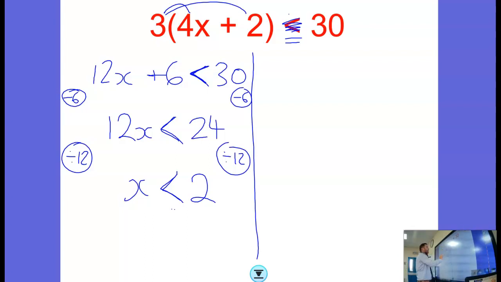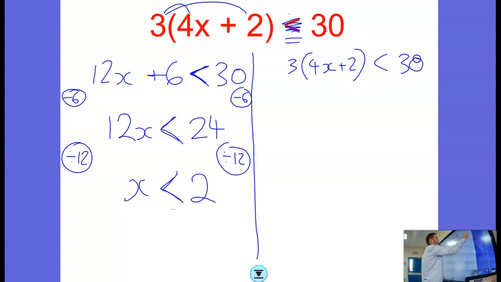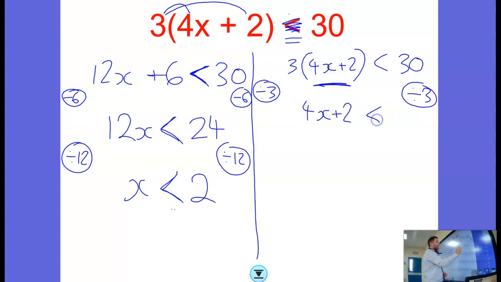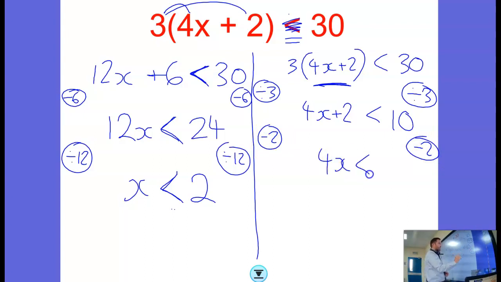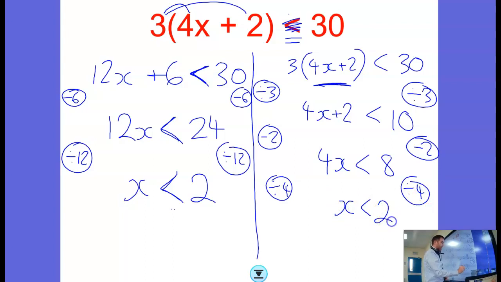Instead of multiplying the bracket first, what I can do is divide by 3 first. So if I divide by 3 and divide by 3 here, because the 3 is multiplied by everything there, I just cancel that out. So I end up with just 4x plus 2 over this side, and 30 divided by 3 is 10. Now let's take away 2, and I get 4x is less than 8. Divide by 4, divide by 4, and we get x is less than 2.